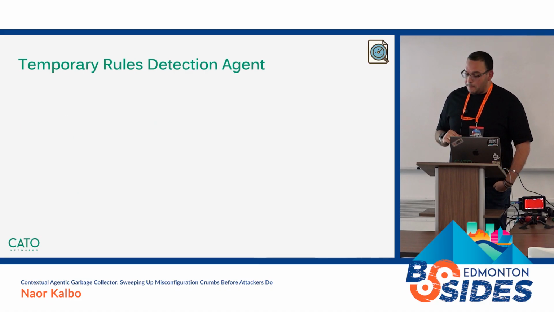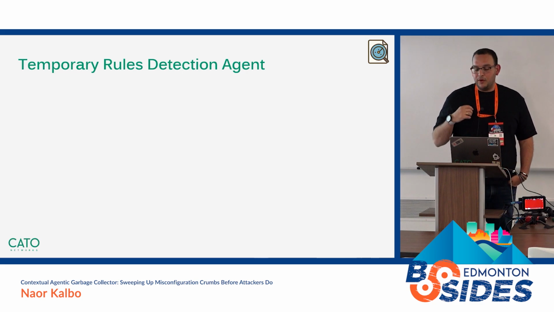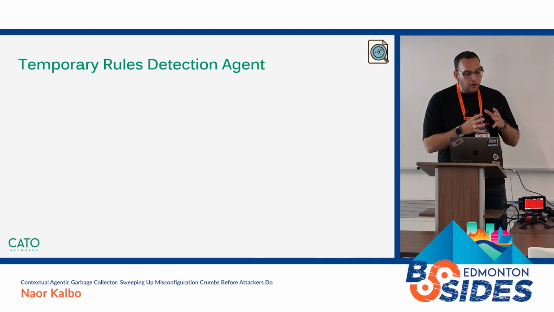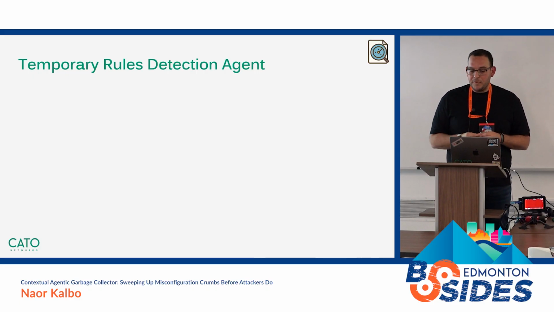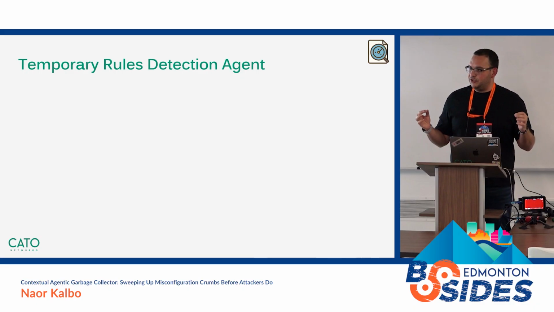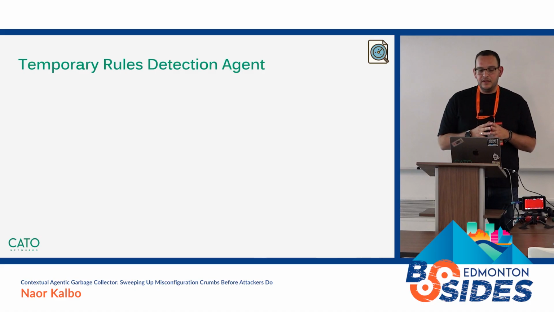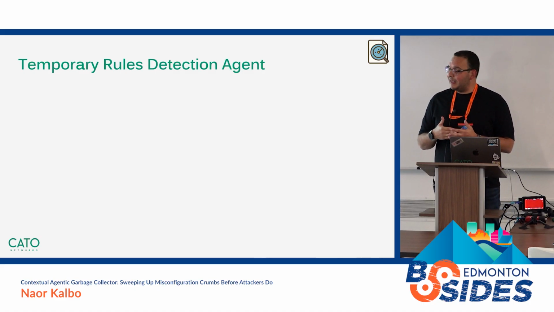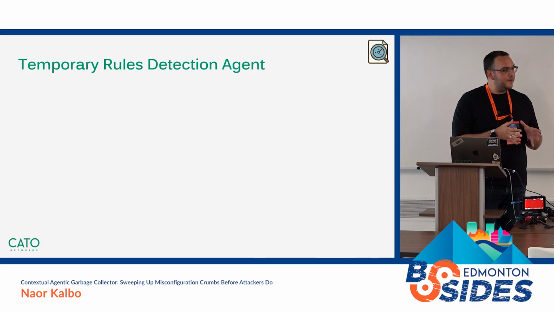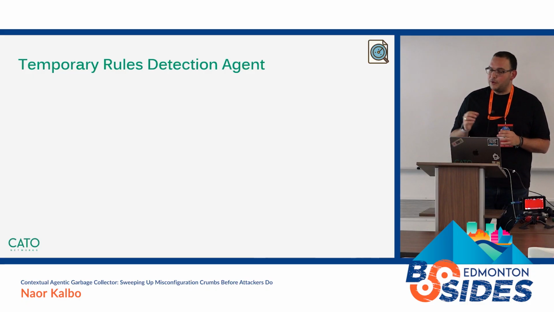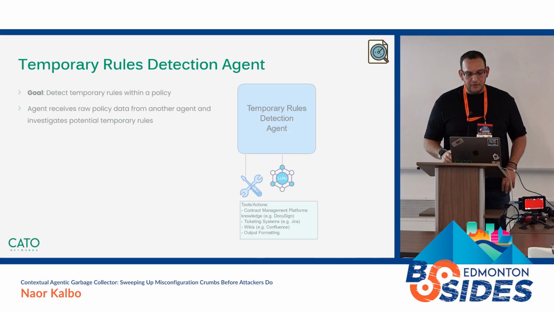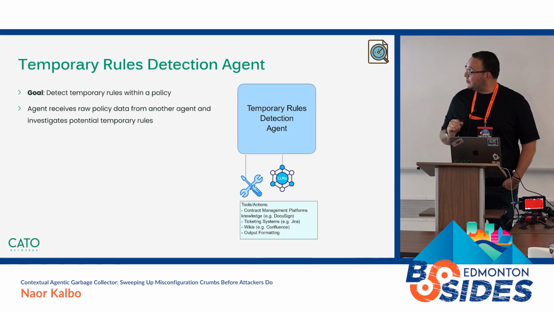The next agent, which actually all these agents lie in the next agent, the core detection functionality lies within the detection agents. So there are several detection agents you will see next, each assigned to detect and investigate a specific insight domain. You can think of each one of them as an expert in their field. One example in our framework is the temporary rule detection agent.